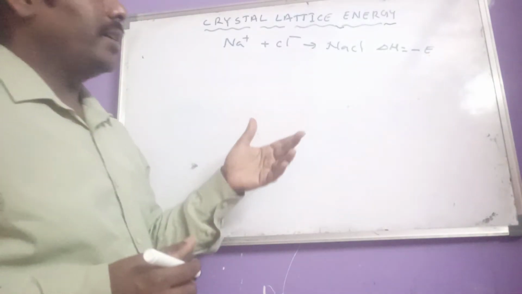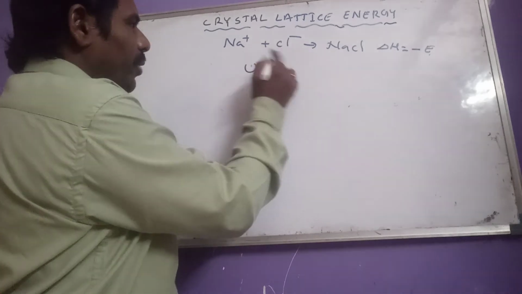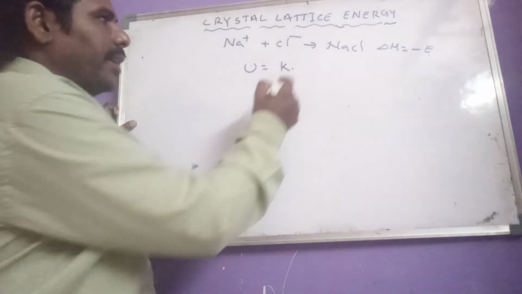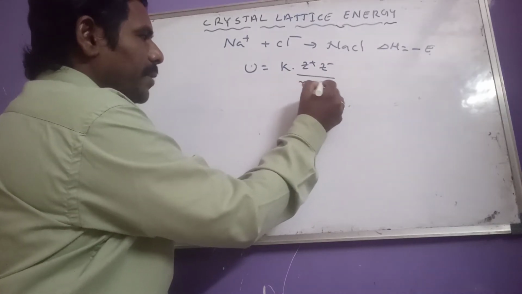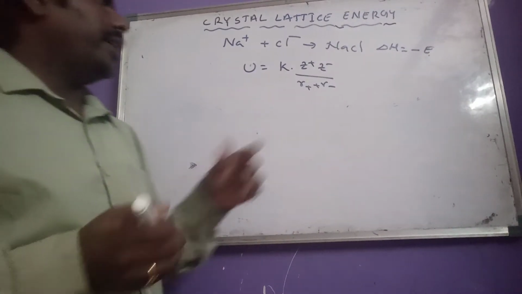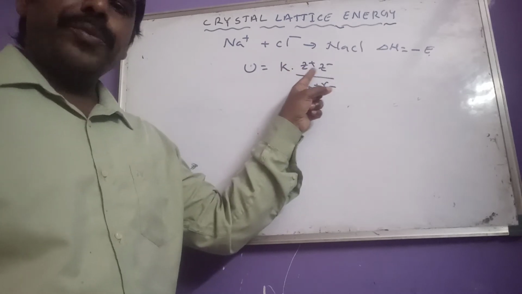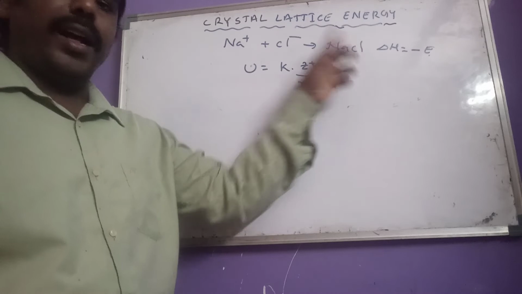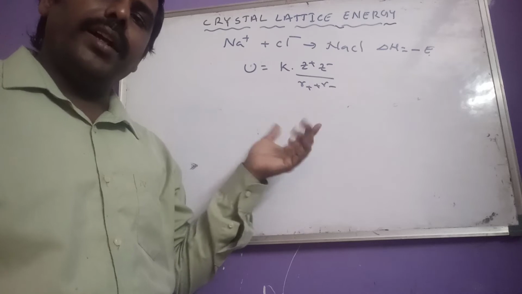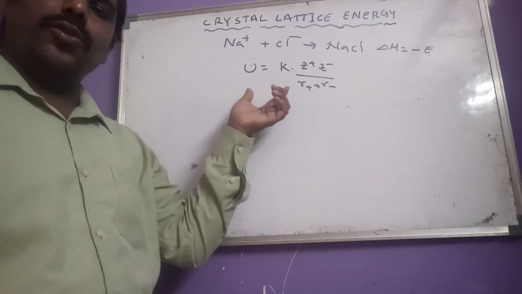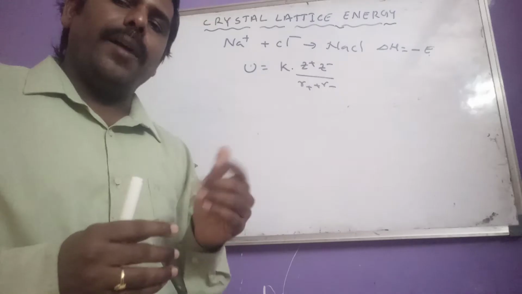So now, what is the crystal lattice energy formula? Crystal lattice energy U equals K, a constant, into Z+ into Z- divided by R+ plus R-. That means crystal lattice energy is directly proportional to the charge present on the cation and anion, and inversely proportional to the radius of the cation and anion. So this is the formula to calculate crystal lattice energy. And what are the competitive questions? Let us see.